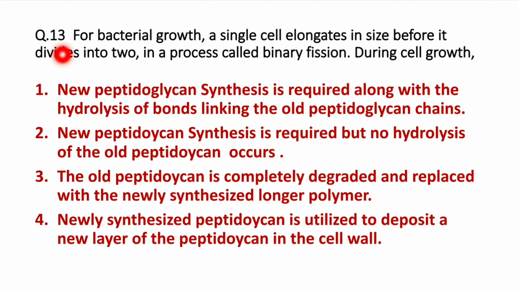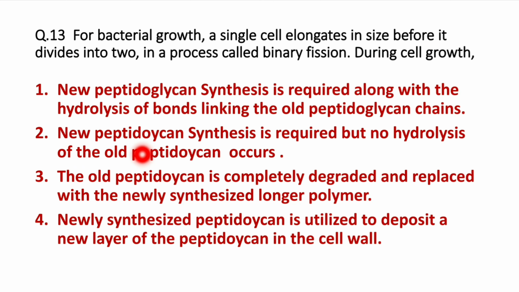Question number 13. For bacterial growth, a single cell elongates in size before it divides into two in a process called binary fission. During cell growth, the options are: Option 1, new peptidoglycan synthesis is required along with the hydrolysis of bonds linking the old peptidoglycan chains.